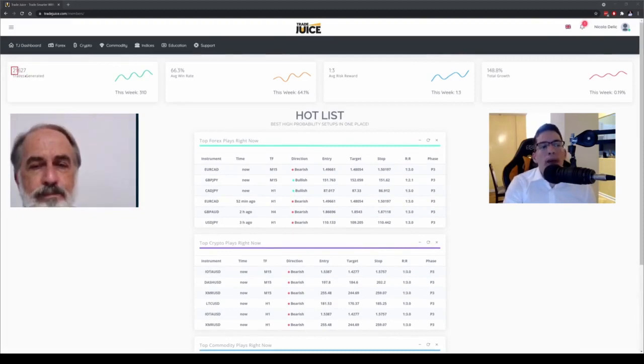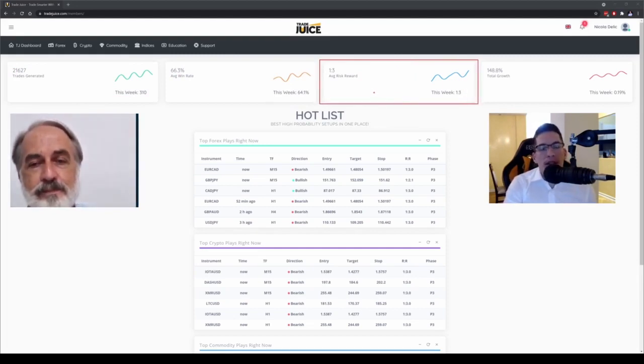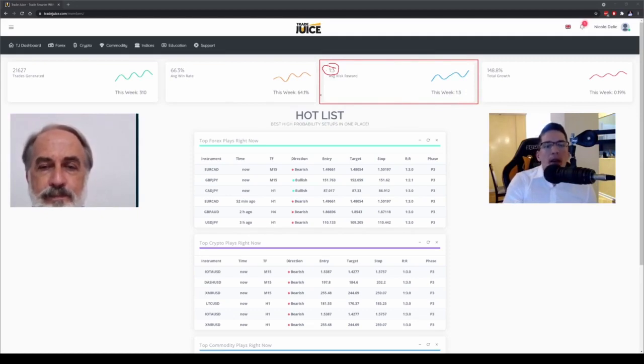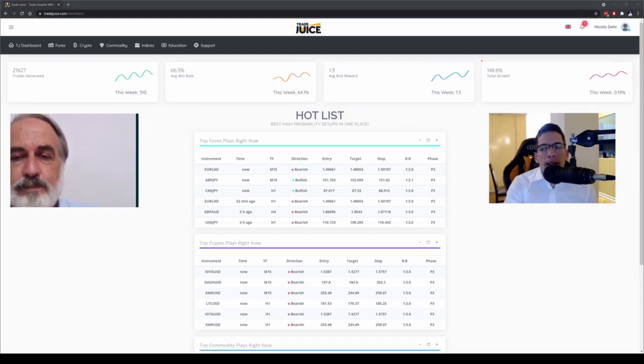We had over 21,000 trades, and that's amazing. This week alone, we had 310 trades just from this platform. Now, after it, we have the statistic of our average risk reward, and it's 1 to 3. We can easily go higher, but we decide that at the end of the day, 1 to 3 is the risk reward that is more than enough, especially with the win rate that we have, to make sure that our clients are in profit. And the final part is the total growth.